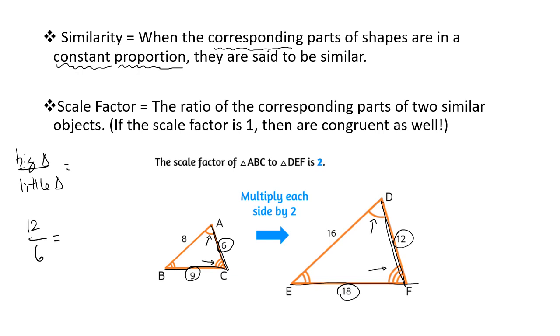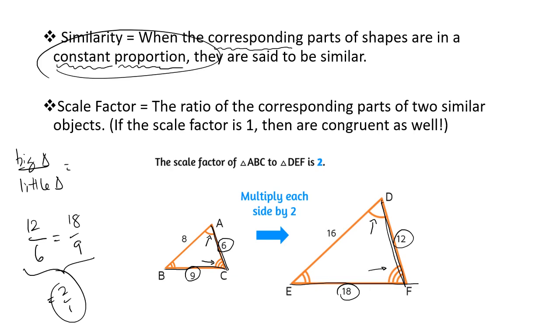Now, I want to do the same thing with another pair of corresponding parts. And so I got my 18 and my 9. And so this constant proportion means that this proportion here should hold. And we see that it does because both of these are equal to 2 to 1. Now, I'm not going to go through it, but if I were to look at this third side, this 16 to 8, the middle side, it will hold in this proportion as well.